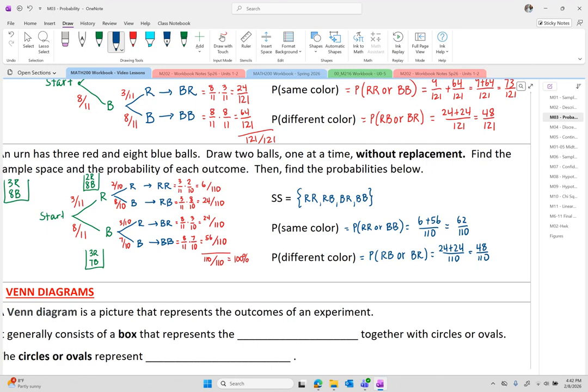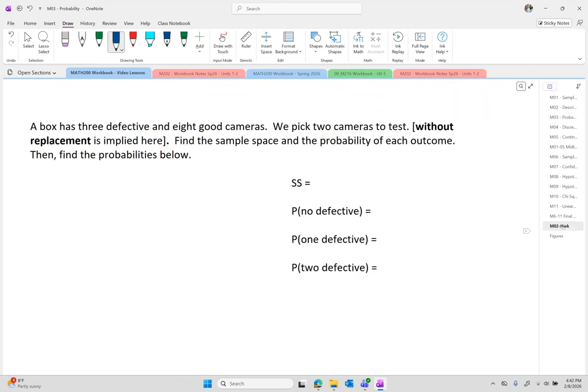In the next chapter, we will revisit this problem, but it will look a little different. So it will look like this. A box has 3 defective and 8 good cameras. We pick 2 cameras to test, and here the without replacement is implied, so it's not going to be mentioned in the problem. Find the sample space and the probability of each outcome. Then find the probabilities below.